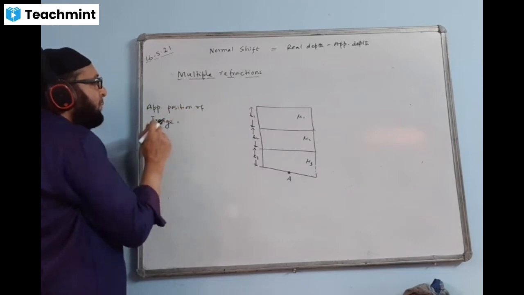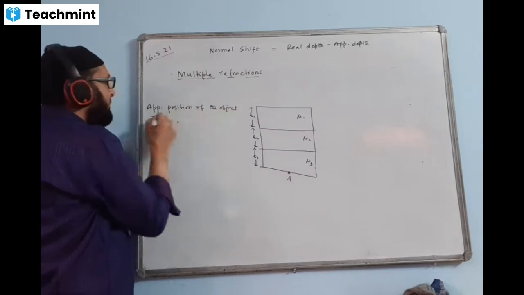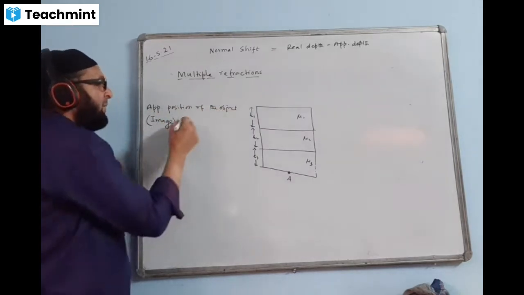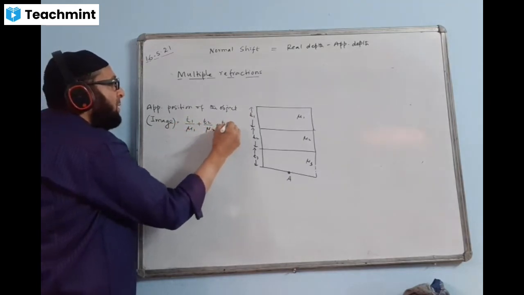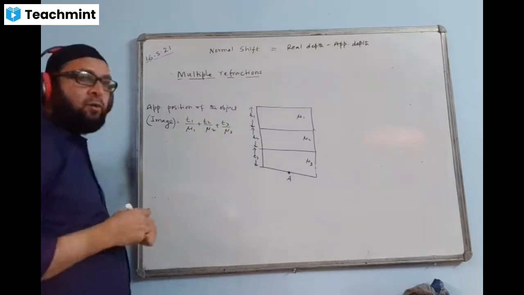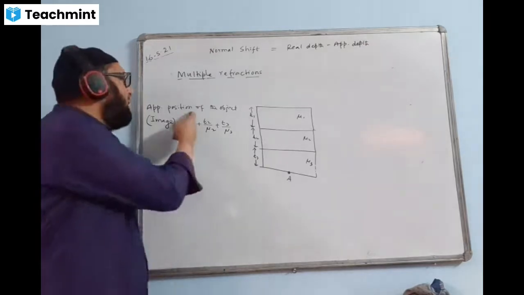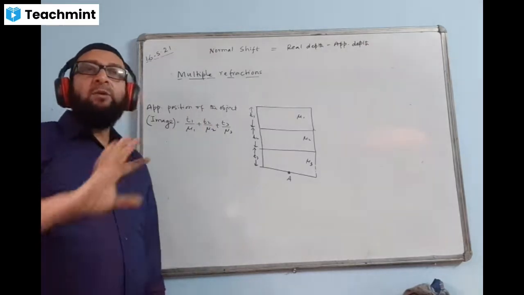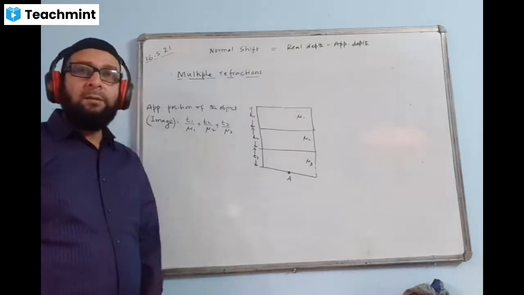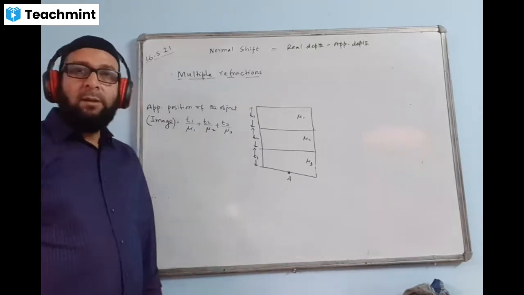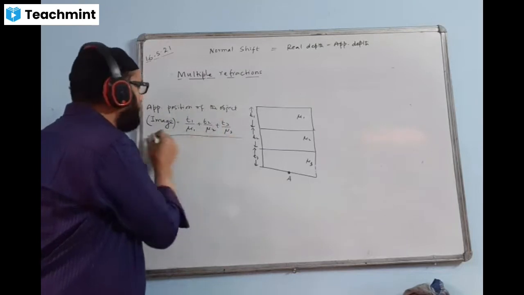Now, write down the formula for this: the apparent position of the object, which is called the image, is equal to T1 by mu1 plus T2 by mu2 plus T3 by mu3, like that. If there are 4, then T4 by mu4 and so on. If there are only 2 media, then T1 by mu1 plus T2 by mu2. Actually, I am using the formula apparent depth equals real depth by mu. That formula only I am following. So this will be the formula for multiple refractions, when refraction takes place many times.